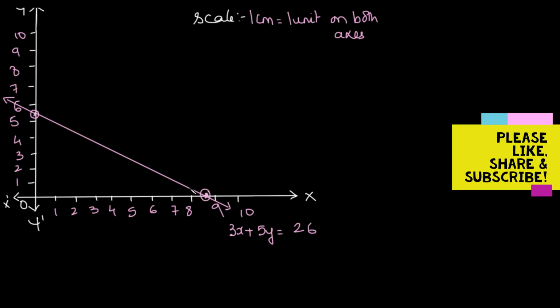Okay, here there are certain limitations. Now the next set of points, 6, 0 and 0, 10. So 6, 0 and 0, 10. And the equation of the line, which is 5x plus 3y is equal to 30. Let me write it over here.